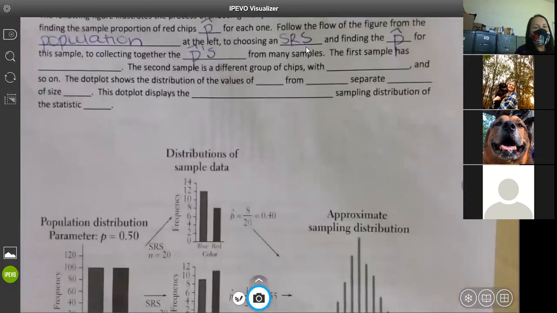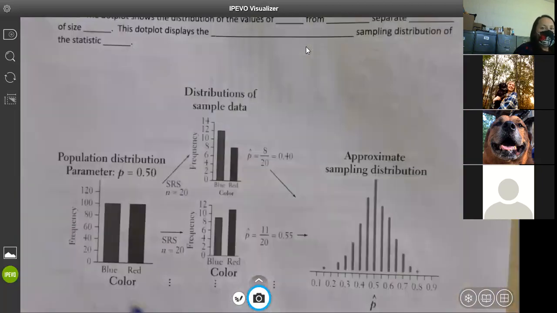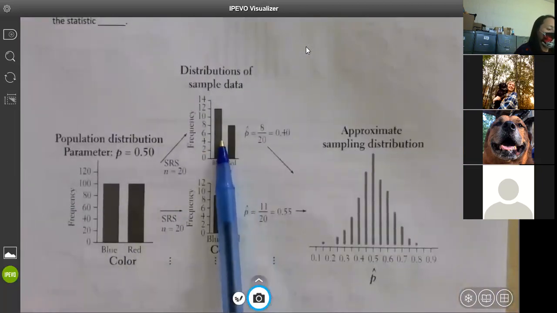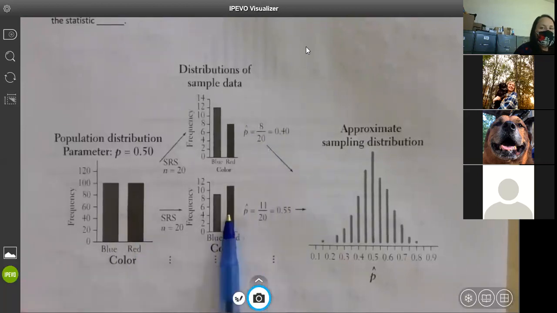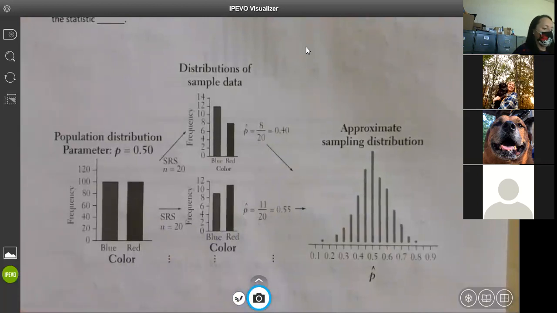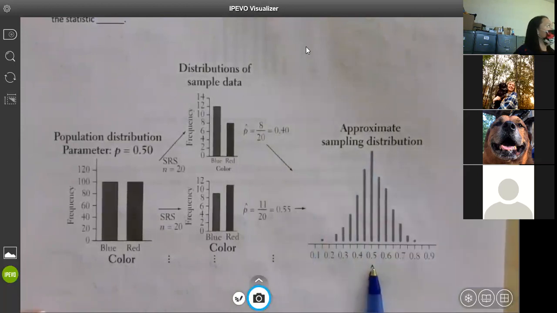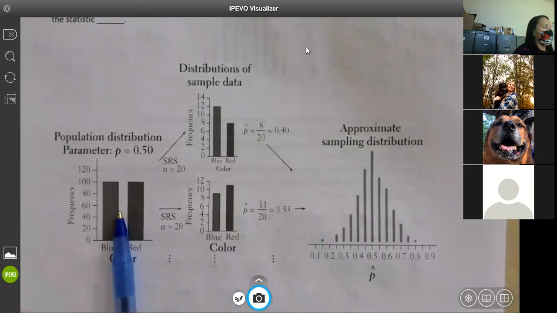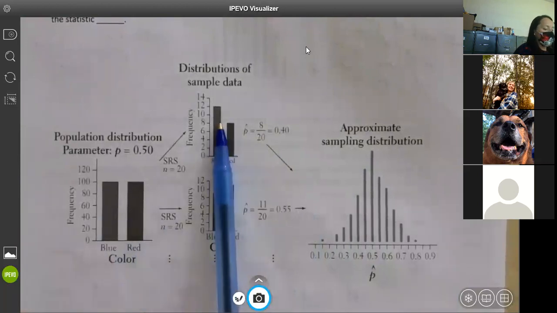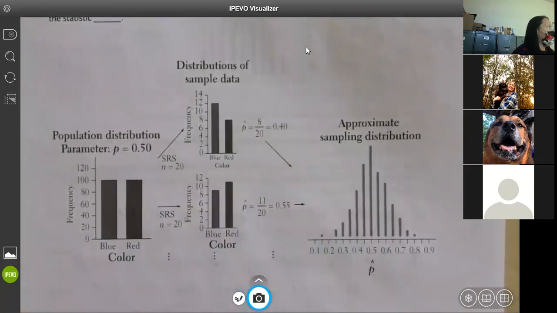All right, so the first one shows the population distribution. We told you in the bag red was 50%, so 100 red, 100 blue. All right, then they did an SRS. The first SRS of 20 that they had was 8 out of 20. The second SRS they did was 11 out of 20. And then these little dots just means they did it over and over and over again until they got to this one. And that was your 500 that you had a while ago. Okay, so this is the beginning. We know that it's 50-50. This is each SRS. And remember, they did 500. This is all 500 together. That's all they're telling you to look at.